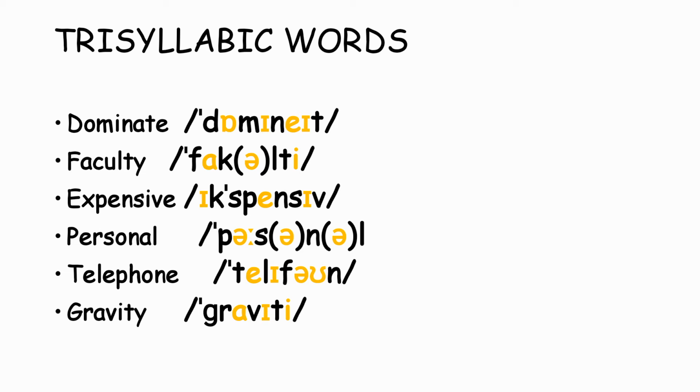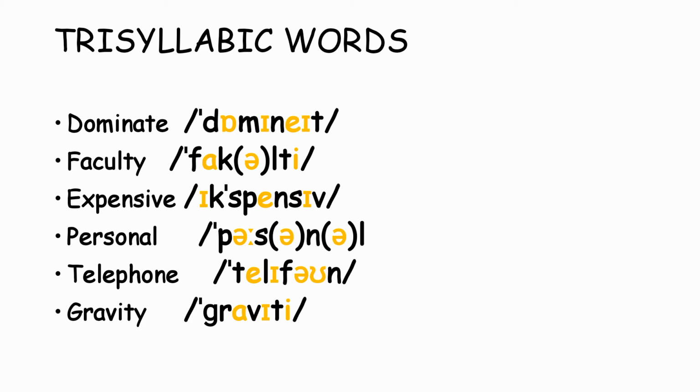The next, personal. The r is silent in the pronunciation. Personal. Three vowel sounds are there in this one. All the vowel sounds are pronounced, so three syllables are there. Therefore, it is also a trisyllabic word.